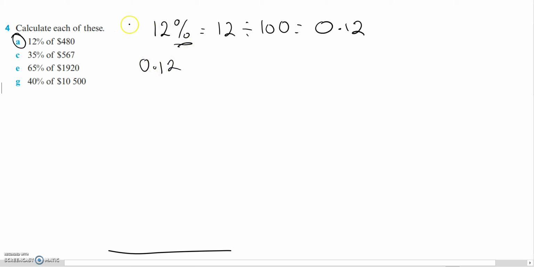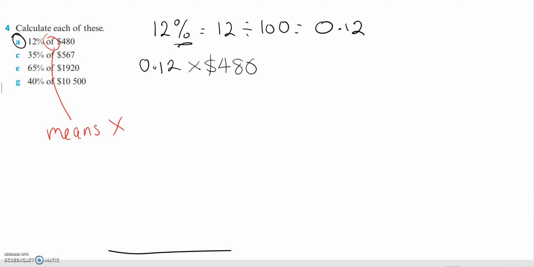All we need to do from there now is actually just say, well, 0.12 of means times. So we're going to take out 12% or 0.12. We're going to multiply it by the amount, 480. So once we've actually got that, we just punch that exactly as it is through our calculator. 0.12 times by 480, and we end up with $57.60. So that's pretty straightforward in terms of that.